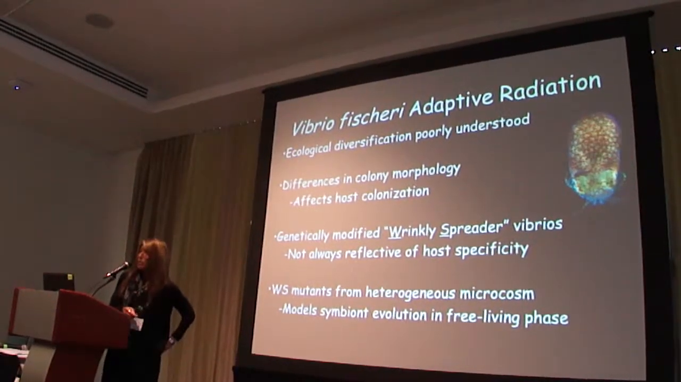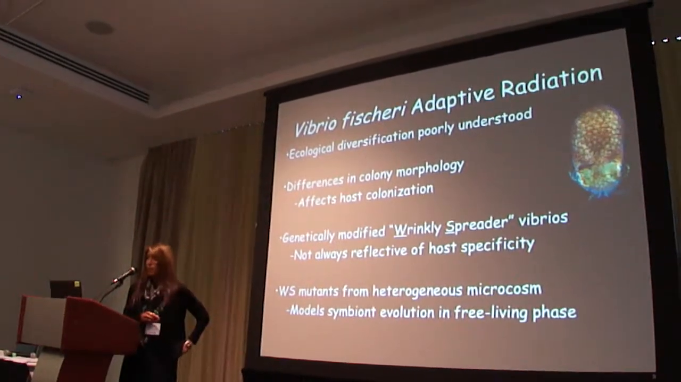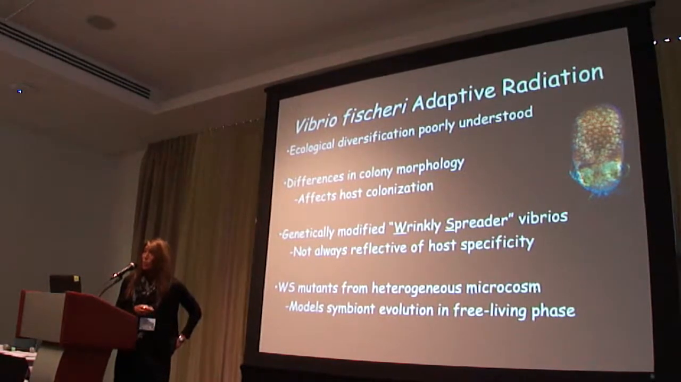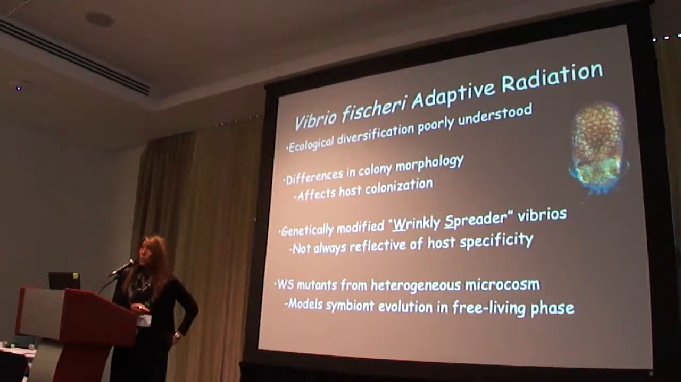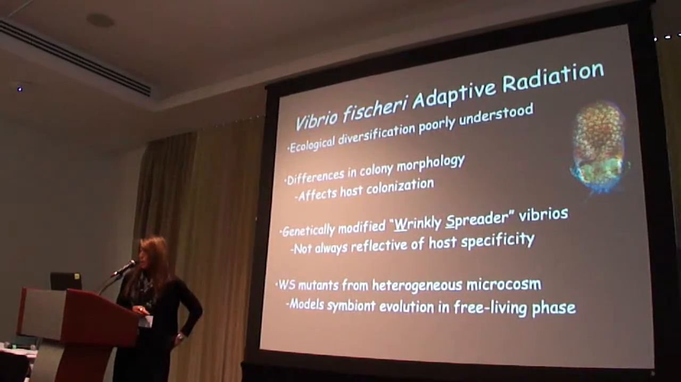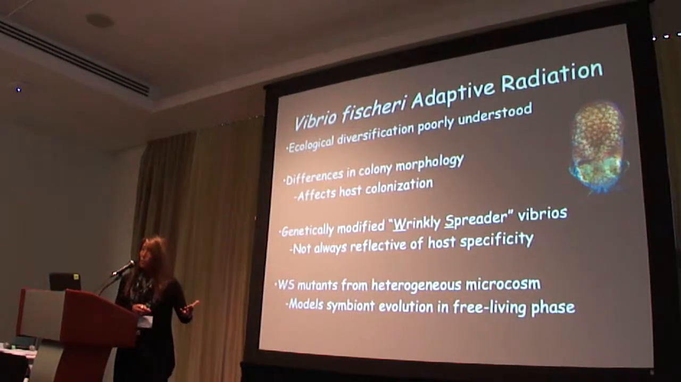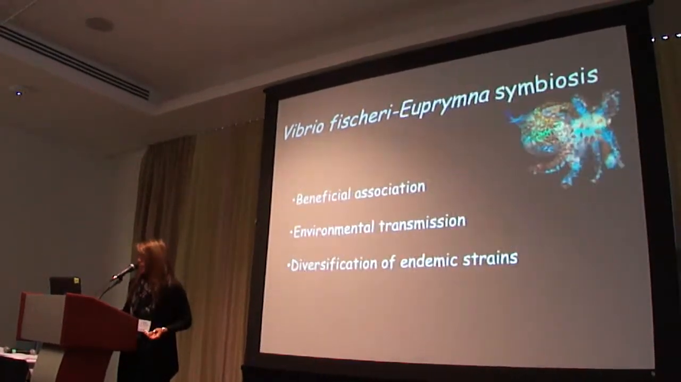One of the things that Will discovered, I called this the forget your culture test tubes on the bench for 2 weeks experiment, is that you can eventually develop these wrinkly spreaders on a plate. We wanted to test whether these were better or worse at colonizing host squid. They're derived from heterogeneous microcosms, so you start off with a smooth morph, and eventually you get a lot of variation in these wrinkly spreaders over time.